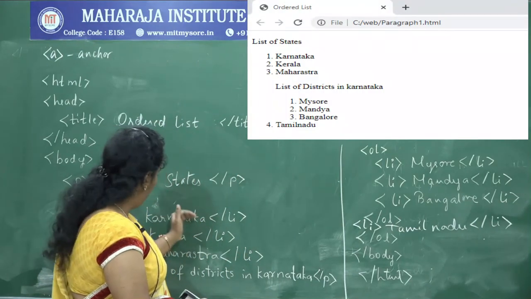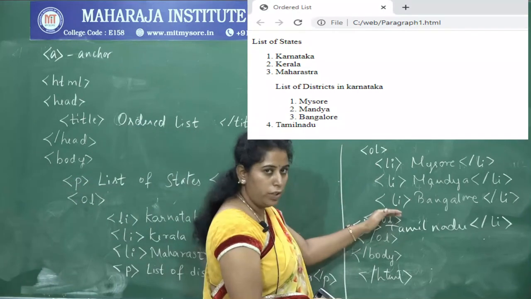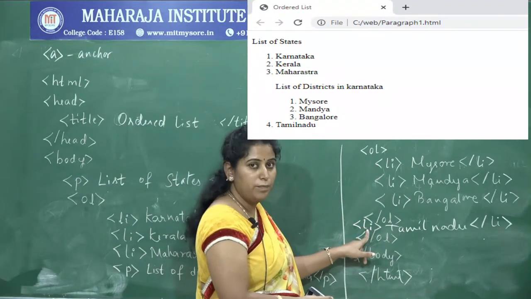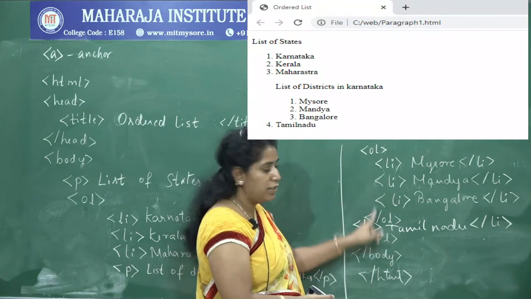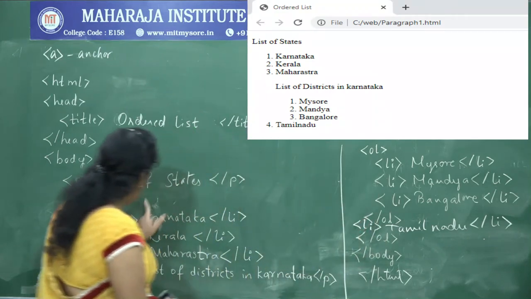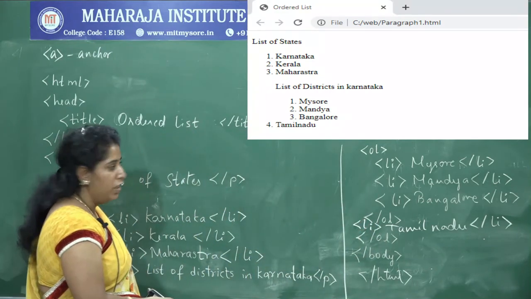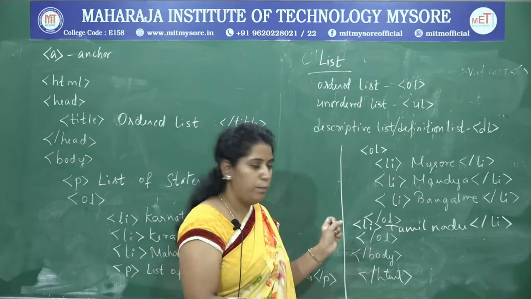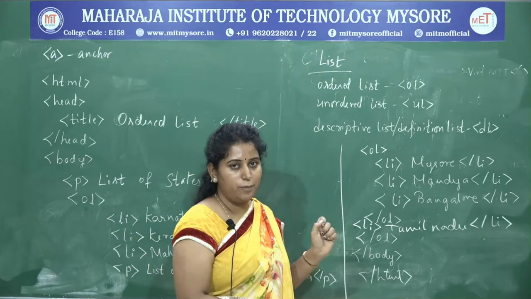So earlier it was 1, 2, 3 and here it was 1, 2, 3, followed by the fourth one, Tamil Nadu. This fourth one comes under which list? This list? No. It is continuing this part of the list. So this is what you can notice, how nesting can be achieved in the ordered list.